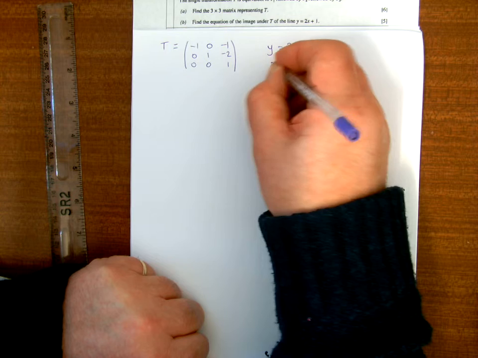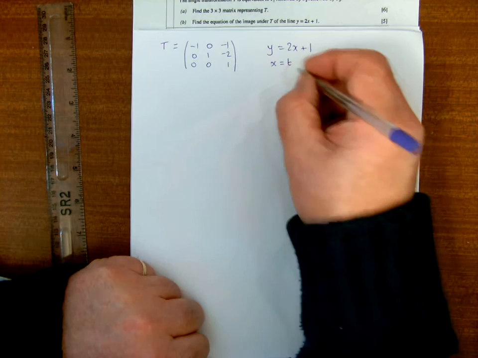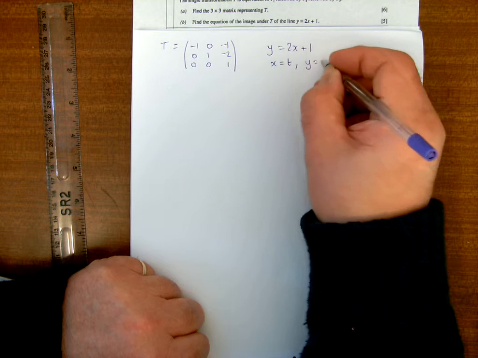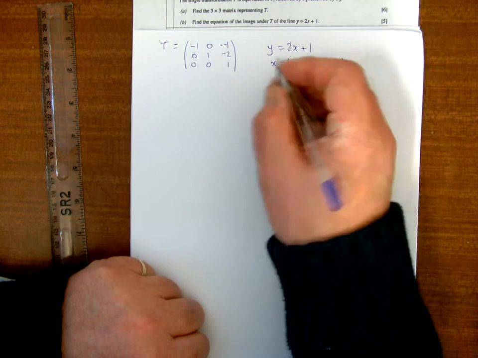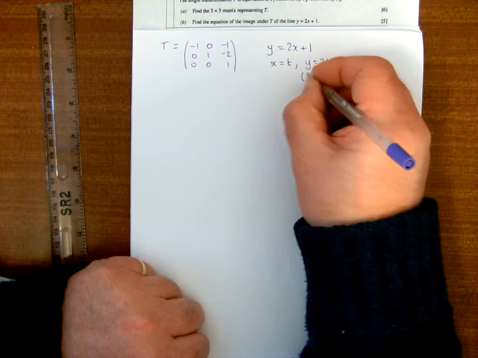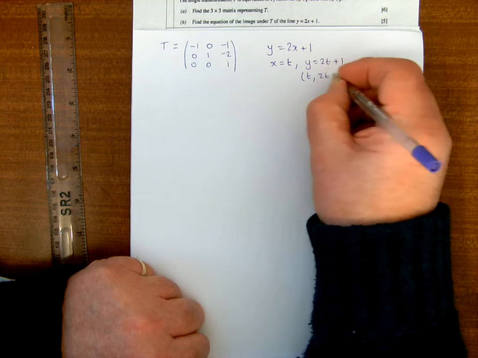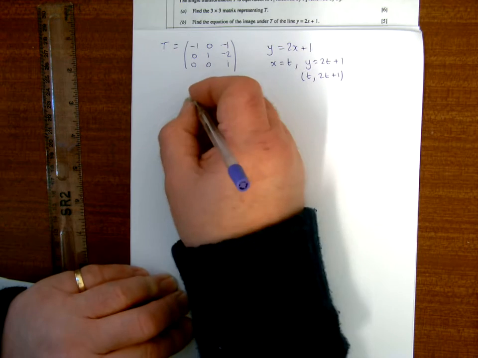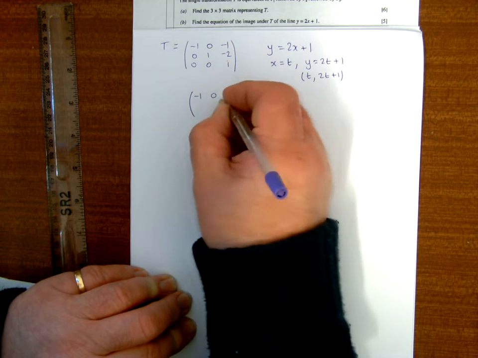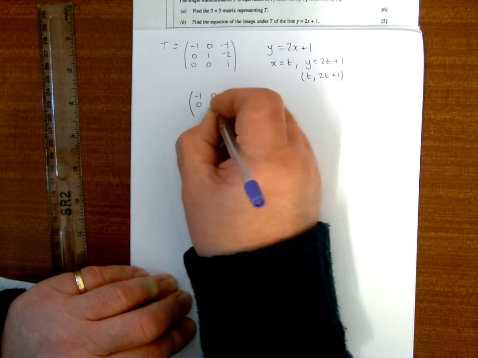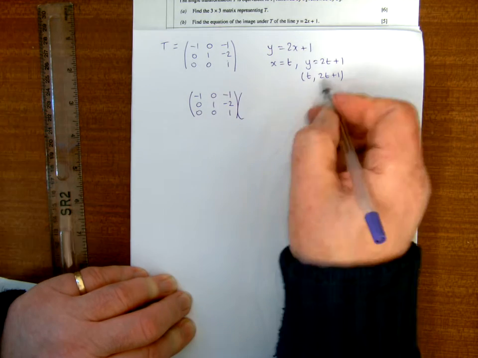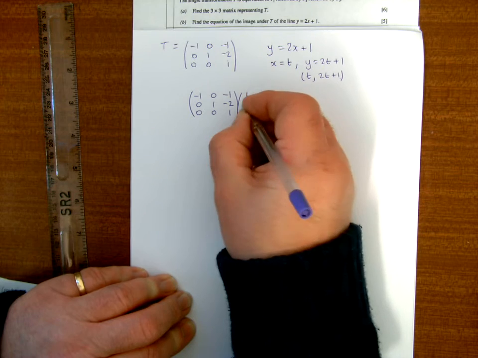So I start off by putting x equal to t. Then if x is equal to t, substitute it in, then y is equal to 2t plus 1. So I'm operating this matrix on the coordinate (t, 2t plus 1). So -1, 0, -1, 0, 1, -2, 0, 0, 1, operating on this coordinate (t, 2t plus 1).